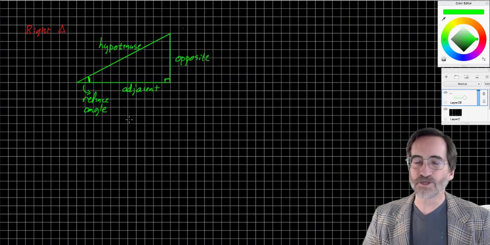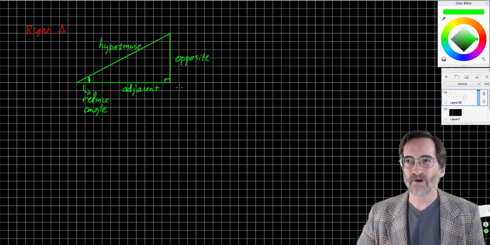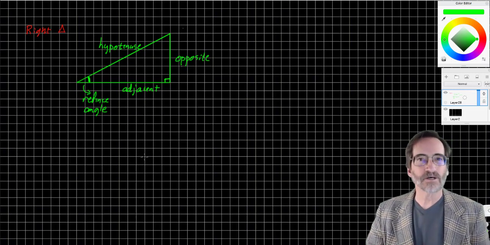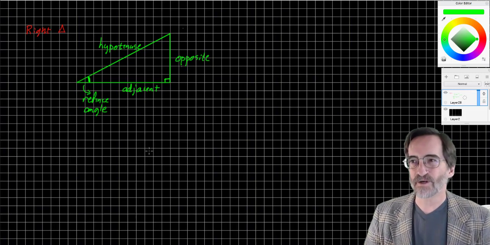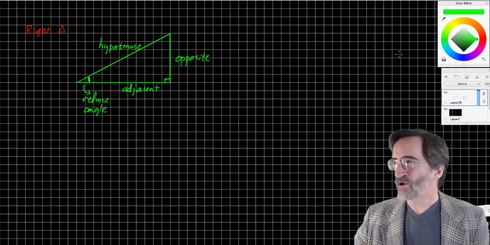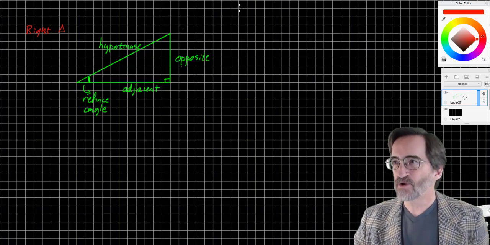So opposite and adjacent are always legs. The hypotenuse is always the long diagonal across from the 90-degree angle. It is always the longest side of the right triangle. With that in mind, you may recall this simple mnemonic, SOHCAHTOA.